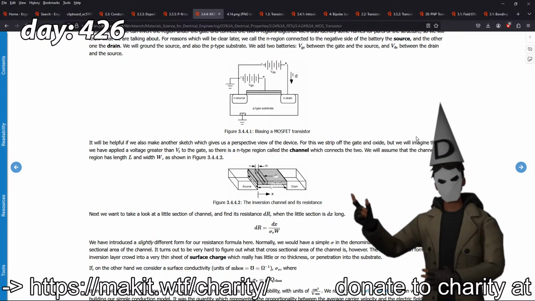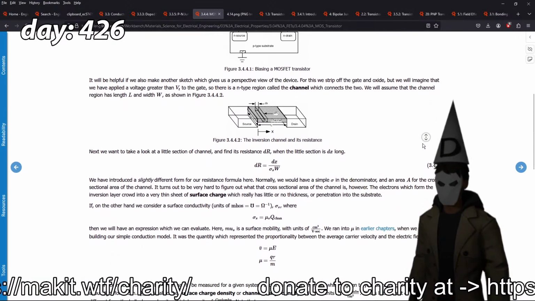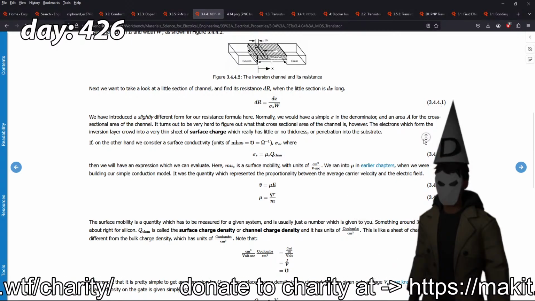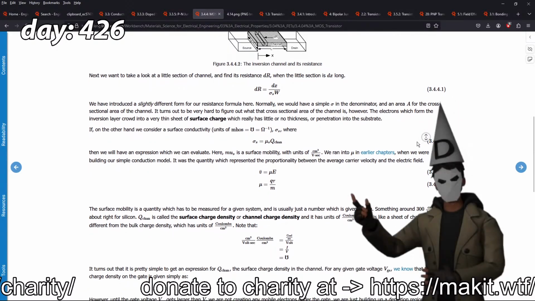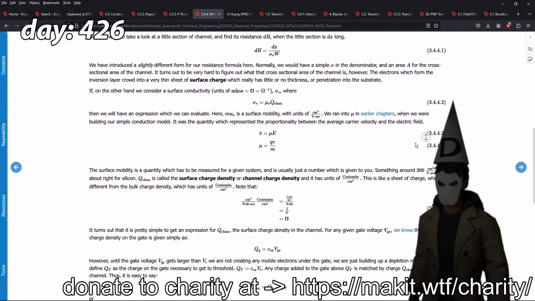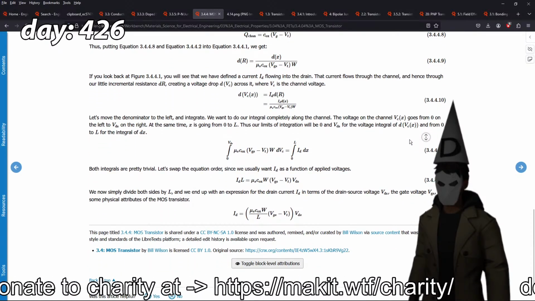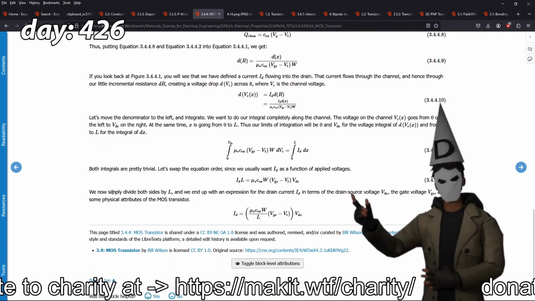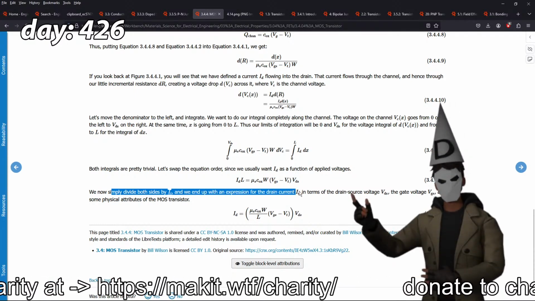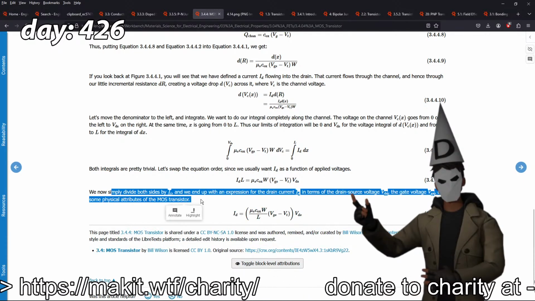Next, we want to take a look at a little section of the channel and find its resistance dR, when the little section is dx long. We now simply divide both sides by L and we end up with an expression for the drain current, which depends on the drain voltage source and the gate voltage.